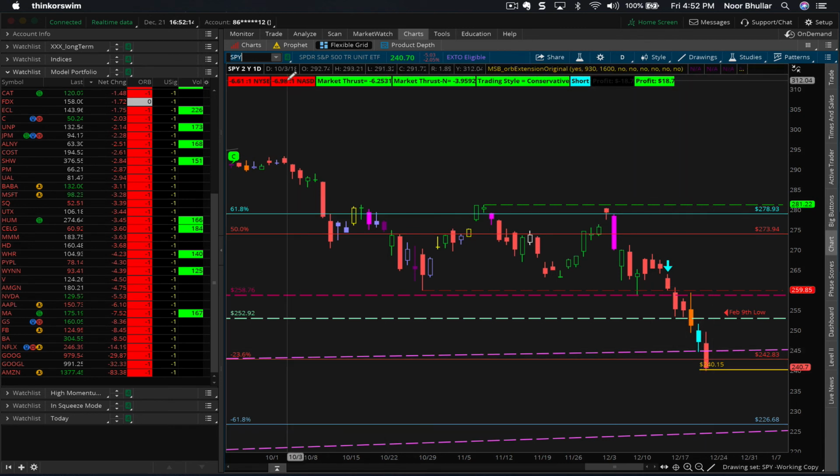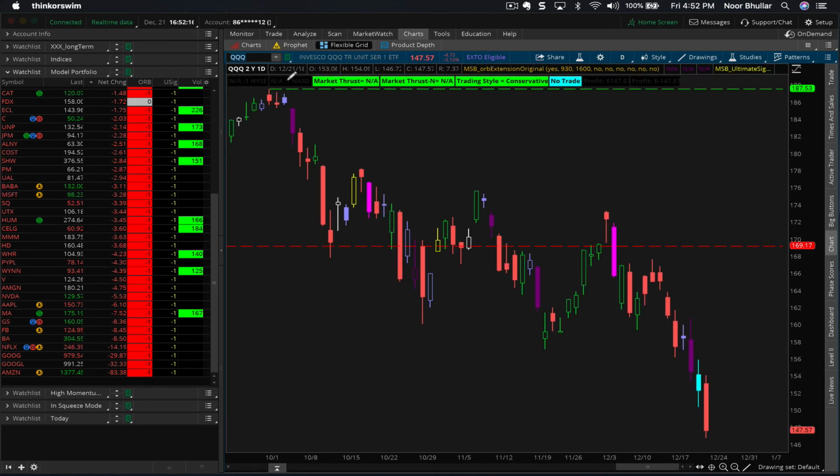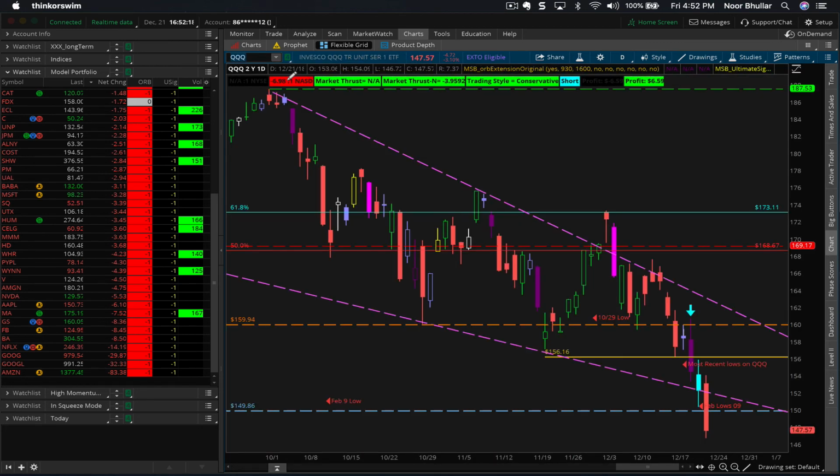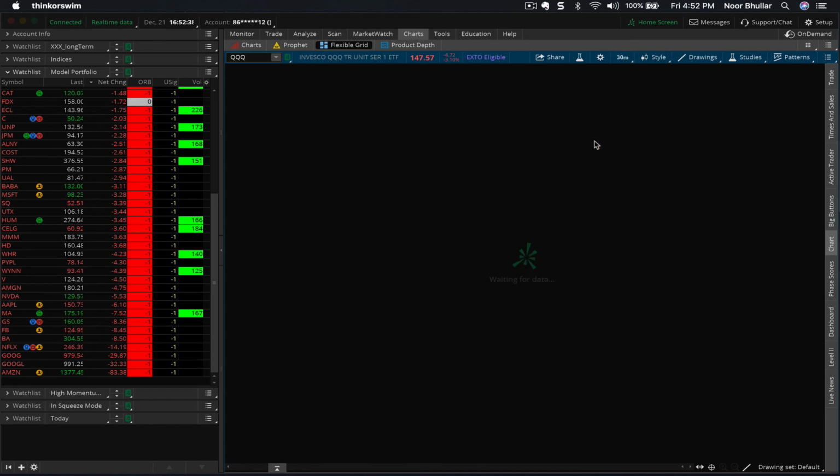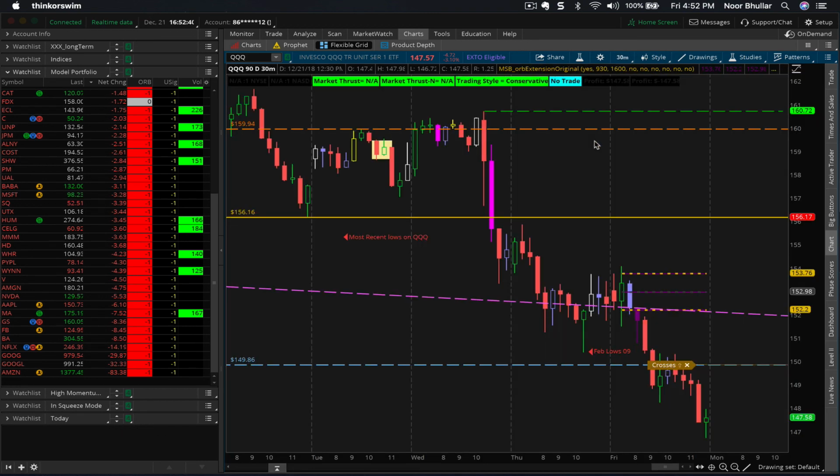And we can look at QQQ as well. Just ignore some of these trend lines; this is more for my benefit, because I typically try and track what some of the key support and pivot points are. In this case, you have a profit of $6.09, but you can look at it on different time frames as well. You don't necessarily have to trade these on a daily time frame.